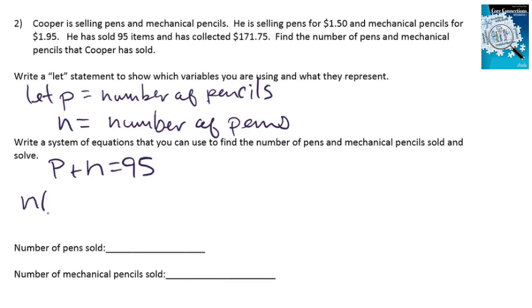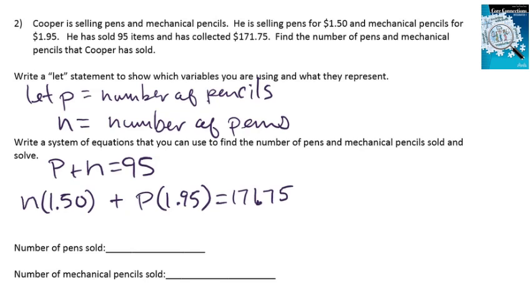if I multiply the number of pens sold by $1.50, and I add to that P times, which is the number, that P is the number of pencils sold, and each one of the mechanical pencils was $1.95, I would get $171.75. So I apologize, there is not enough room to really do this problem here and show all of the work. But I'm going to go ahead and proceed anyways.